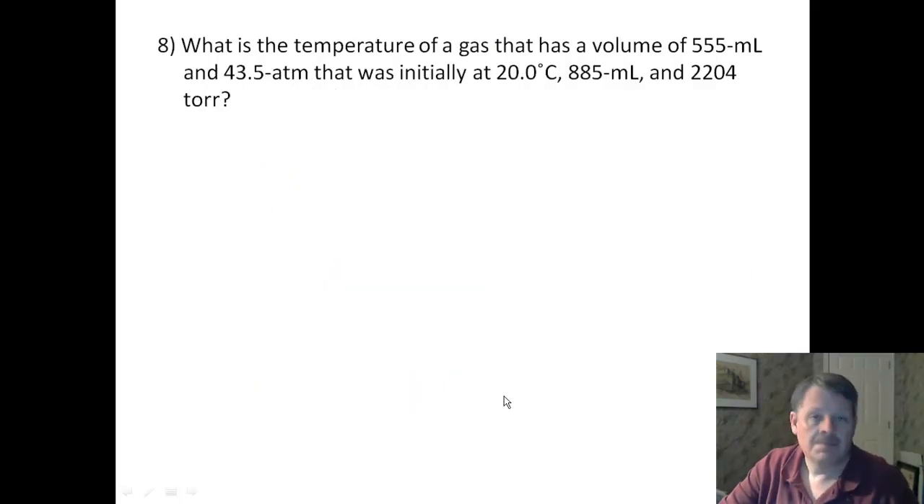All right. How about number 8? Number 8, let's see. What is the temperature of a gas that has a volume of this, and it was initially at this? This looks like we have something changing, doesn't it?